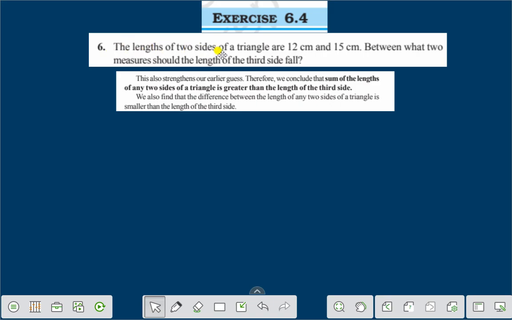The lengths of two sides of a triangle are 12 cm and 15 cm. Between what two measures should the length of the third side fall?